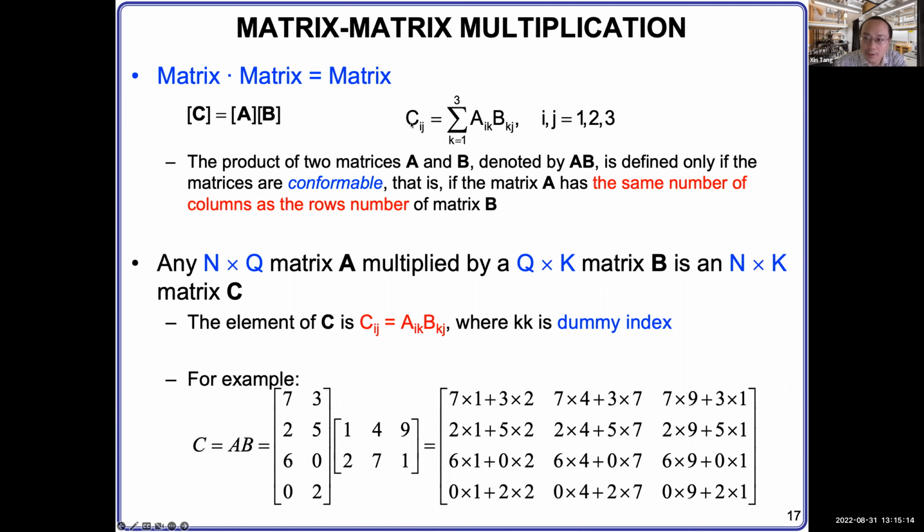So that's one operation. And then when you do all the columns and the rows in A and B, then you will get a complete C matrix, okay? So this is very straightforward. And also, by the way, here is an important statement. The product of two matrices.